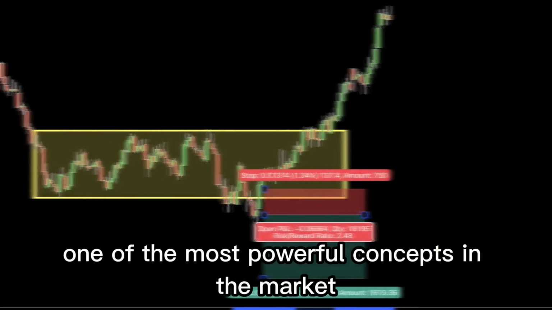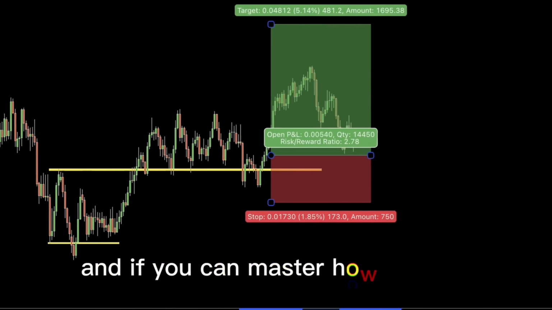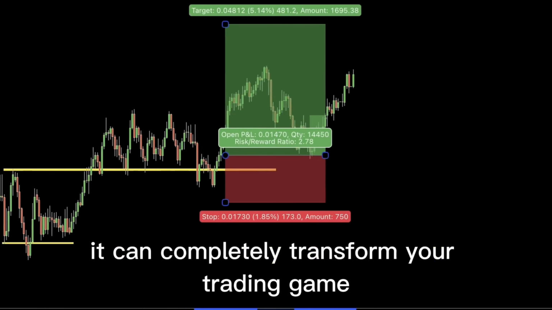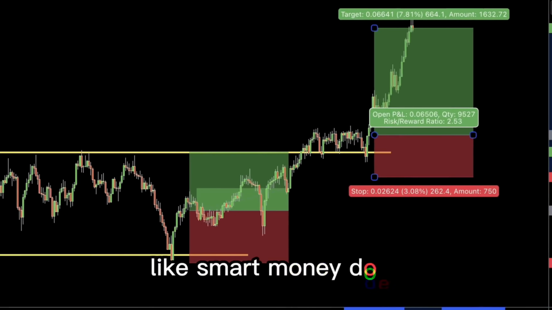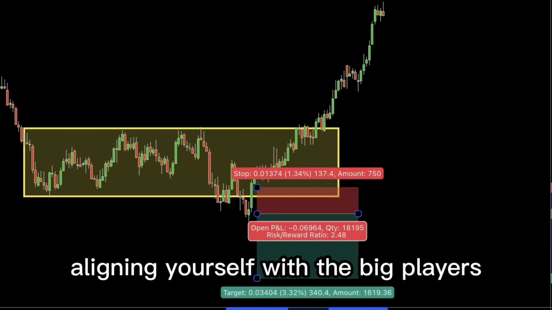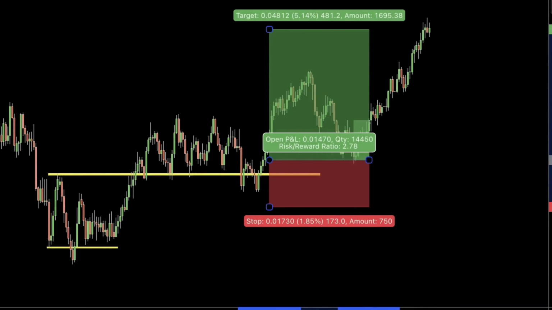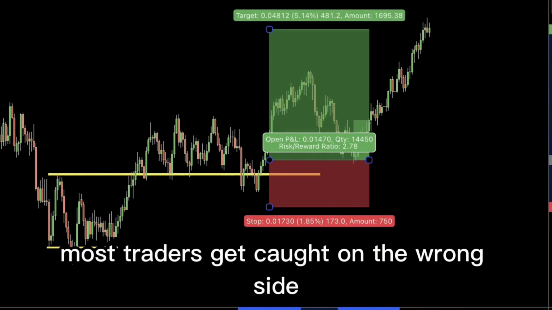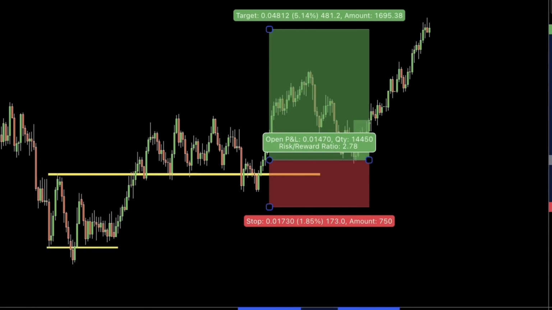powerful concepts in the market. Liquidity. Liquidity is the true engine behind price movement, and if you can master how it works, it can completely transform your trading game. Imagine being able to read the market like smart money does, aligning yourself with the big players like banks and institutions instead of falling victim to their traps. Most traders get caught on the wrong side, losing money in liquidity traps, while smart money collects their profit.